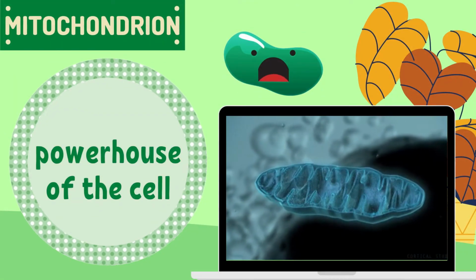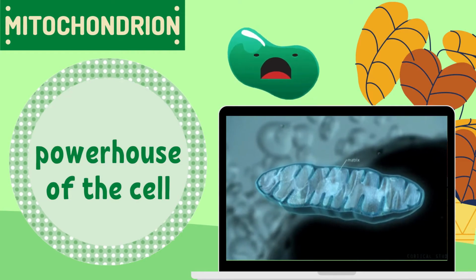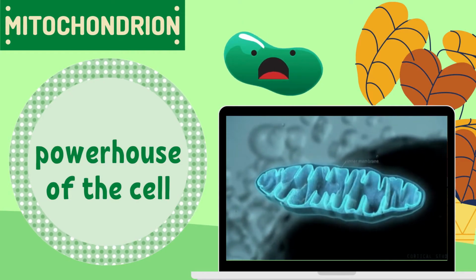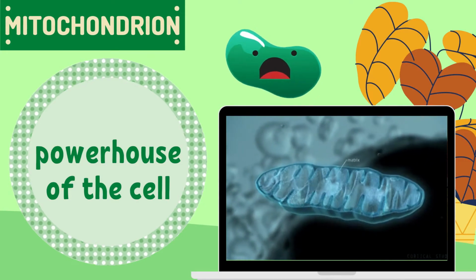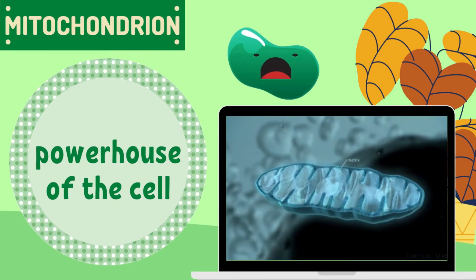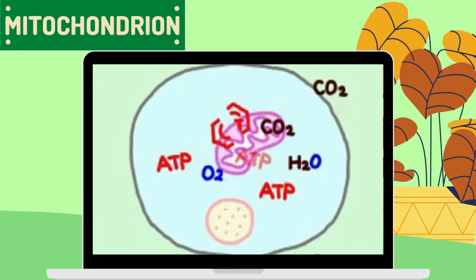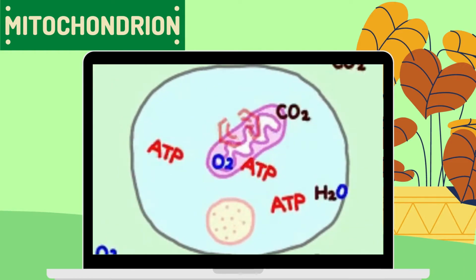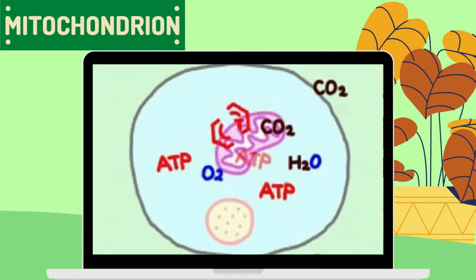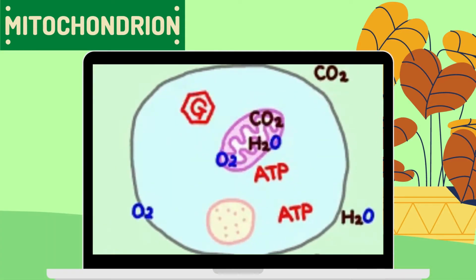Mitochondria, the sausage-like structure found inside the cell. This is considered as the powerhouse of the cell for the role it plays in cellular respiration. Cellular respiration is the process by which the energy from the food we eat is turned into usable energy needed for different essential processes of life.